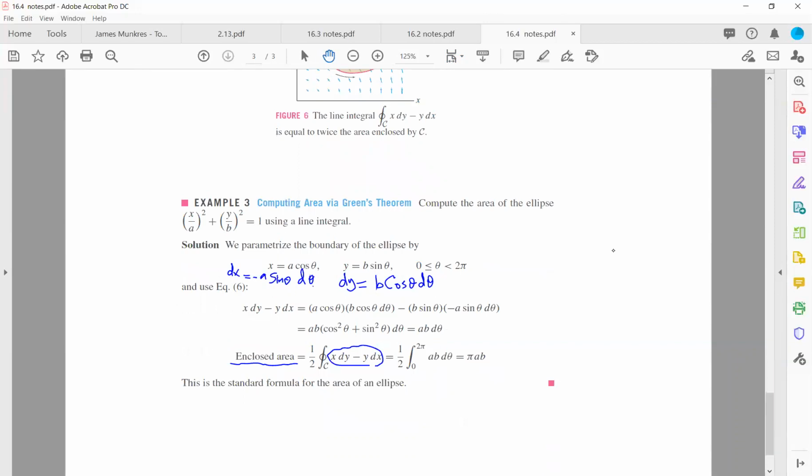Inside the integral, you have a number, a times b, and d theta. So the outcome is equal to a half times ab, and theta ranges between 0 and 2 pi. You can cancel out 2 and 2. So the area is equal to pi times a times b.